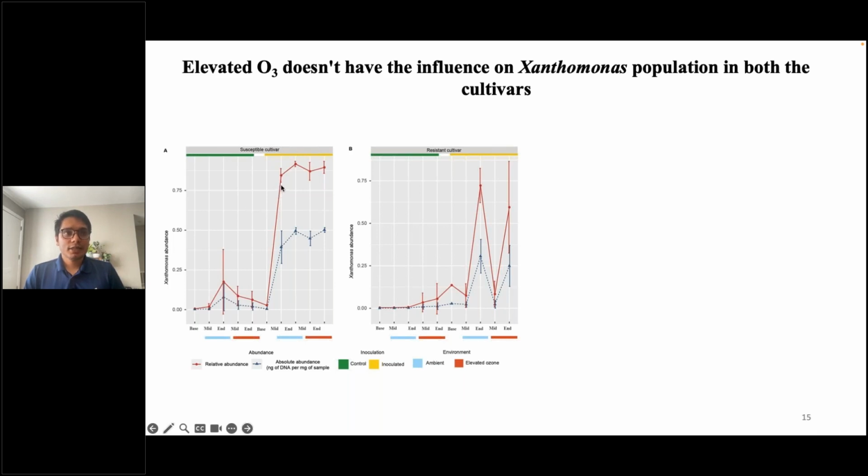And here we can see the red line, which represents the relative abundance, and the blue lines, which represent the absolute abundance, in the susceptible cultivars and then the resistant cultivars. We saw the pathogen abundance increase from the mid-season to end season in both the chambers, but we didn't see a significant difference in the pathogen abundance between the ambient and the elevated ozone in both the susceptible and also the resistant cultivar. But one of the interesting things we observed here was a high variation in both the relative and the absolute abundance of the pathogen population in the resistant cultivars in the presence of the elevated ozone.